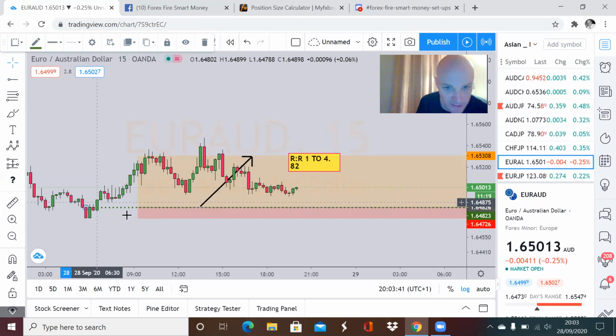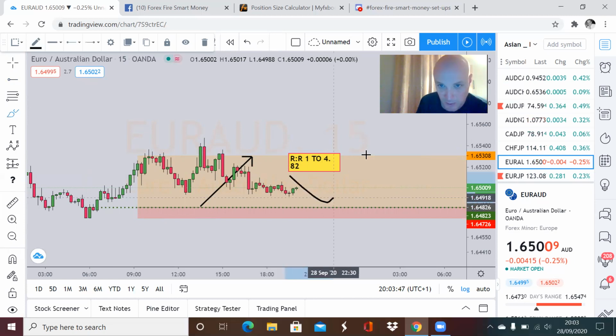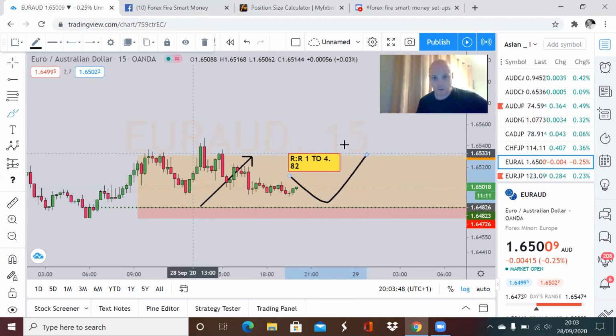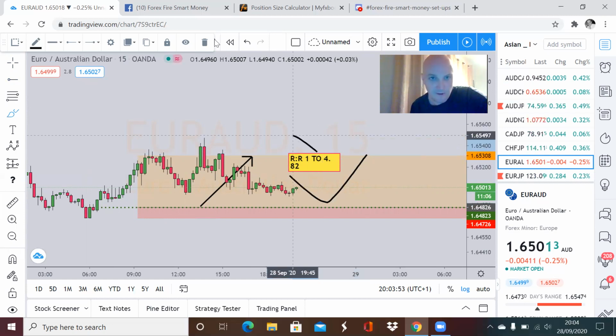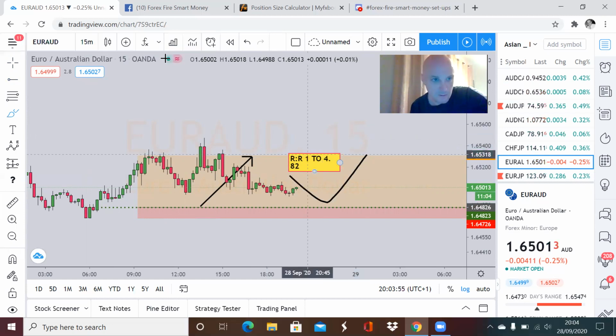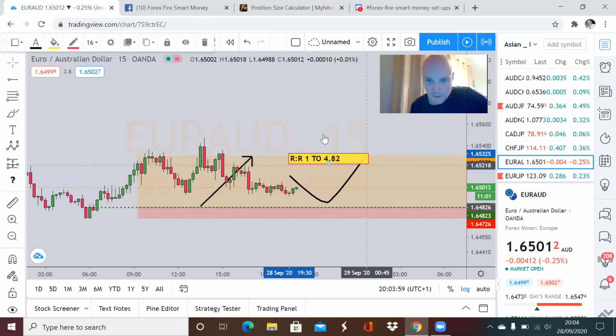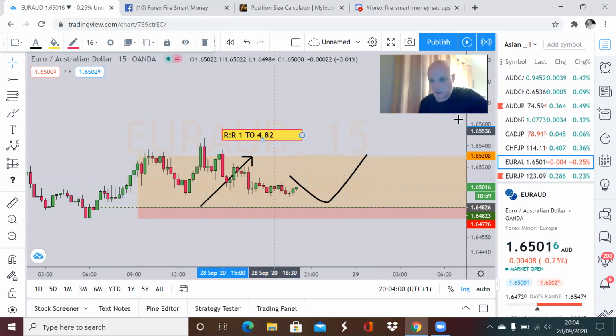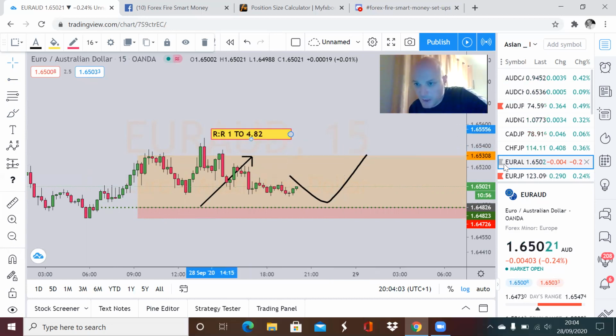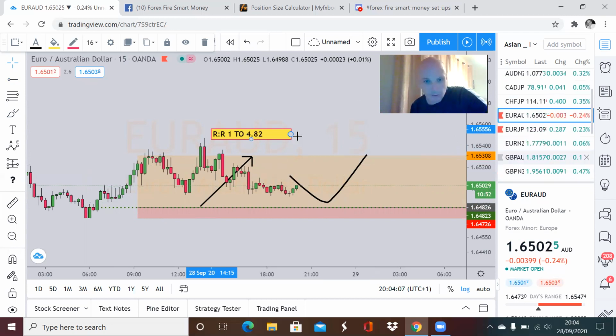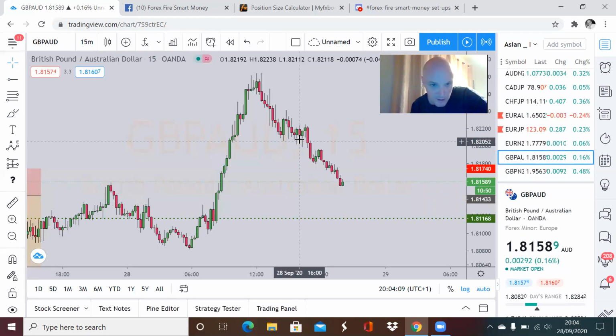Okay, coming down to test this banker's, to sort of push down to come up to give us that risk of one to, get rid of that, John. It was a risk to reward of 1 to 4.82. So that, again, should be in my watch list, to be fair. Euro GBP buy, we've done. Good British pound, gonna have a quick look.